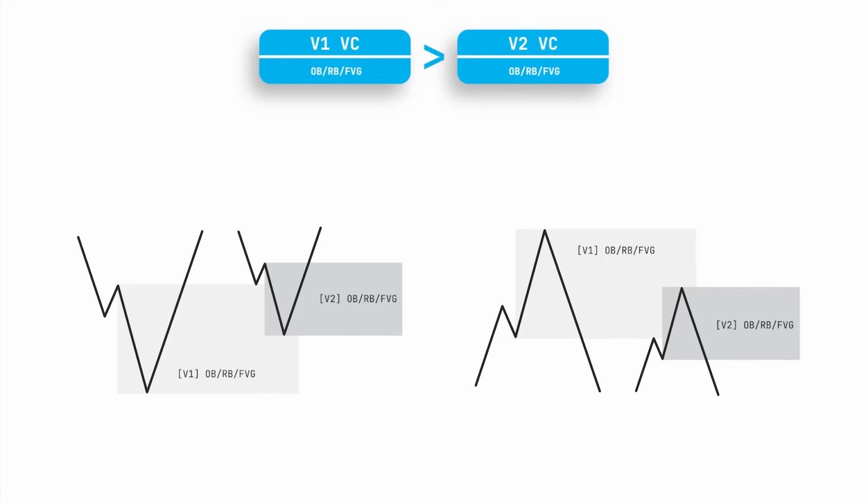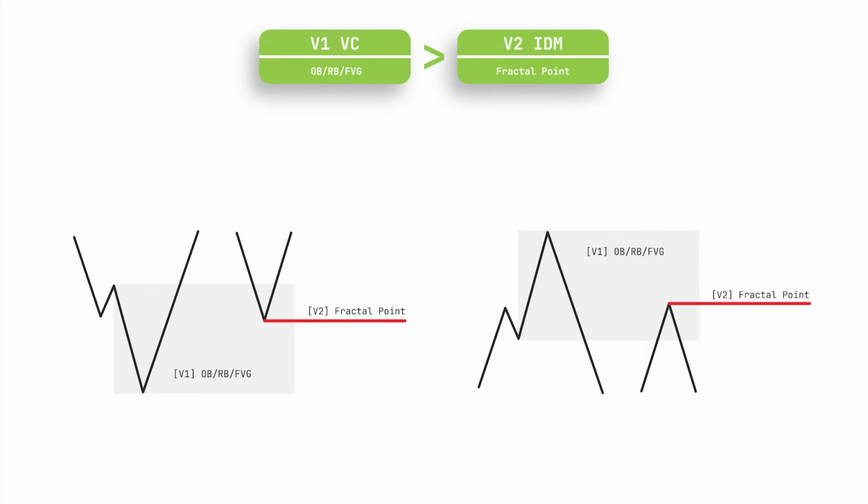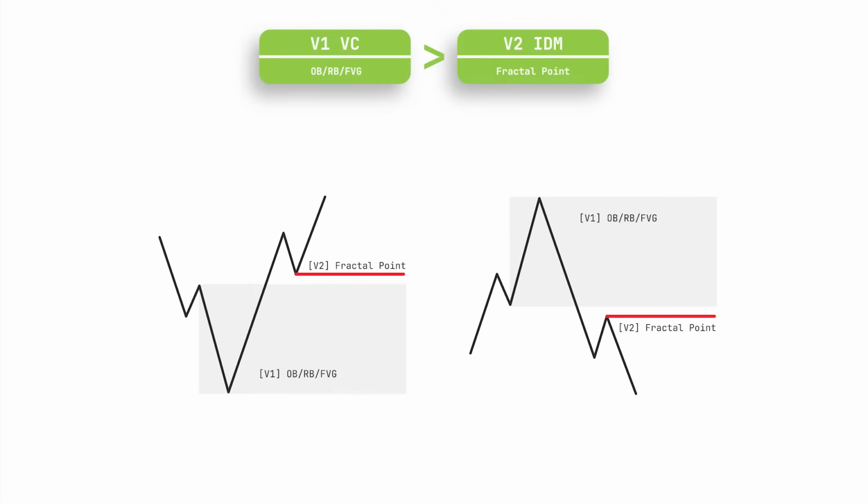These are the logical elements in the volume confirmation group. Logical element number 3, V1 volume confirmation greater than V2 inducement. Here, the first variable should be an order block, rejection block, or fair value gap, and the second variable, on a lower step in our timeframe system, can only be a fractal point. It should be inside or near the first variable.